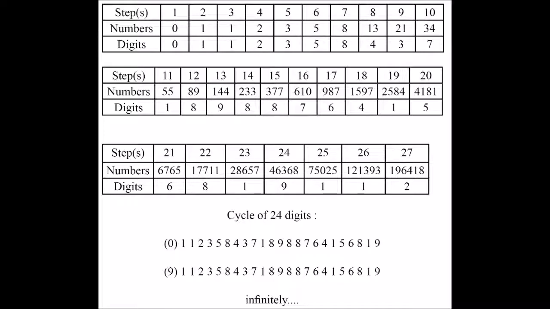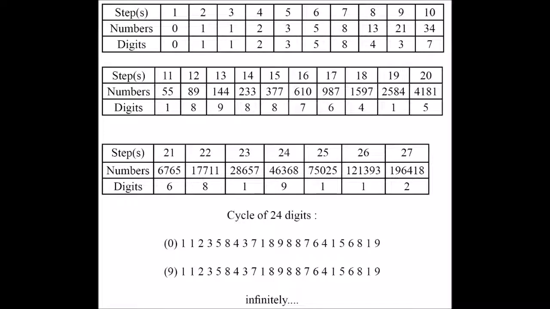Interestingly, this sequence of 24 digits repeats infinitely in the Fibonacci series. It means if I go further than the 24th step, then the Fibonacci sequence has a cycle of 24 digits repeated. So the first step has number 0, and the digit is 0. Then continuously we have a cycle of 24 digits repeating infinitely.